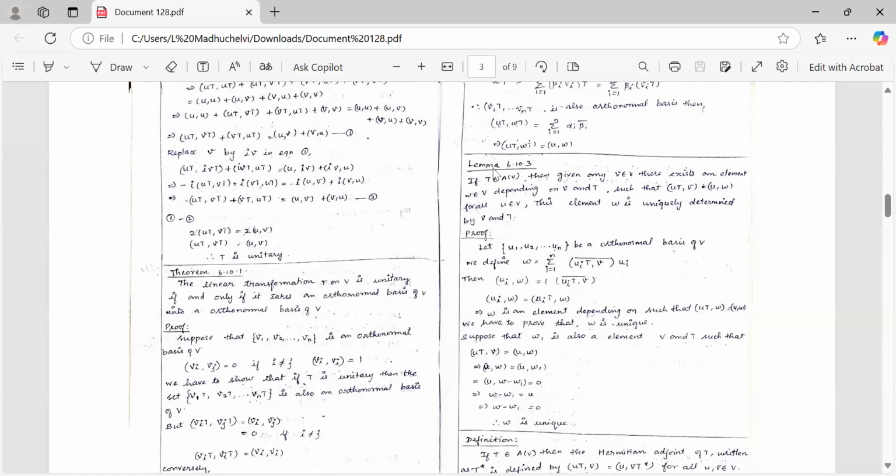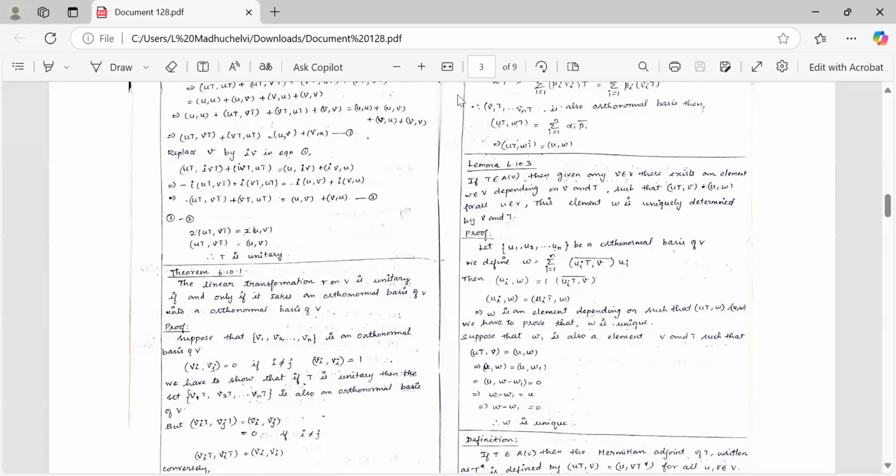We define W equal to summation i equal to 1 to n of inner product (u_i^T, V) bar into u_i. Then u_i W equal to 1 when inner product (u_i^T, V) bar. So the inner product (u_i, W) equals the inner product (u_i^T, W). This implies W is an element depending on V and T, such that inner product (u^T, W) equals (u, W).